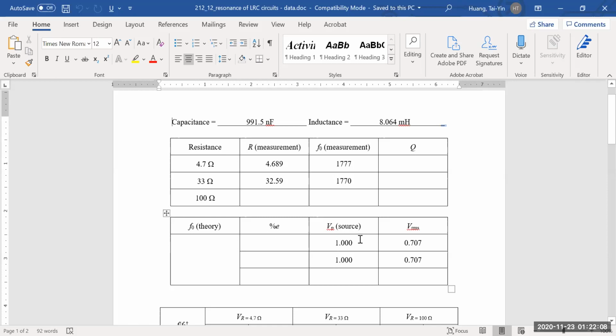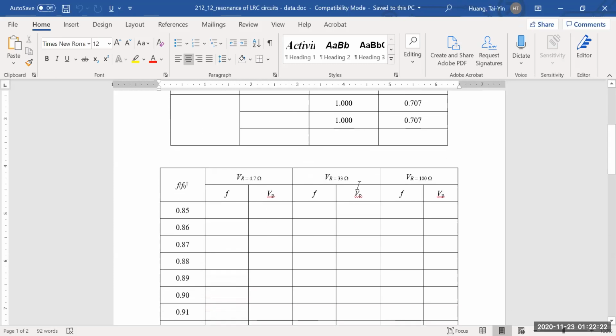And the VP, the source voltage, we output 1, and the root mean square, of course, is just this over the square root of 2, so that's 0.707. This is the output voltage. For the voltage across the resistor, we are using this, okay?